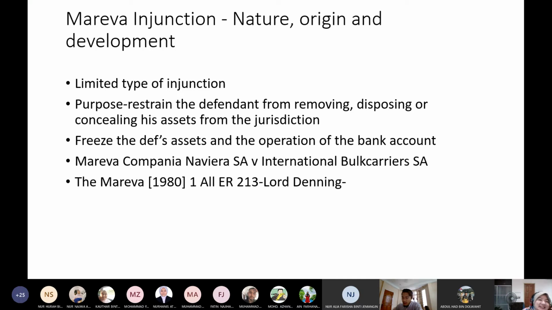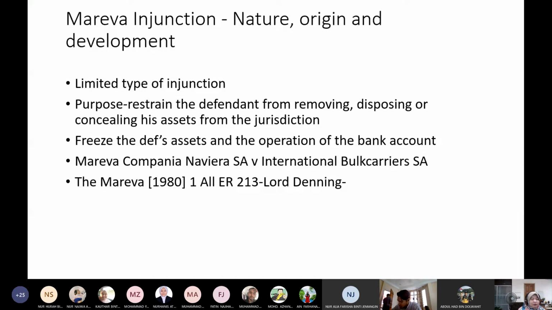Okay, Mariva Injunction is a limited type of injunction. So ni benda yang penting lah for injunction. The purpose is to restrain the defendant from removing, disposing or concealing his assets from the jurisdiction. So it freezes the defendant's assets and the operation of the bank account. This Mariva injunction originates from the case of Mariva Compania Naviera SA v International Bulk Carriers SA, a 1980 case reported in the All England Law Reports. And it's called the Mariva.